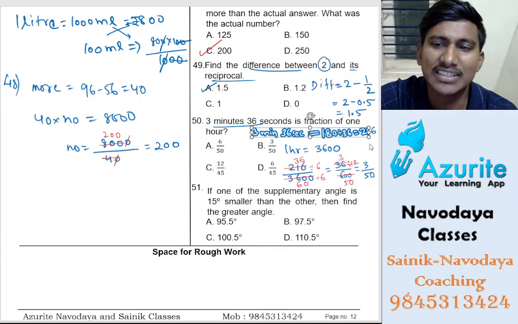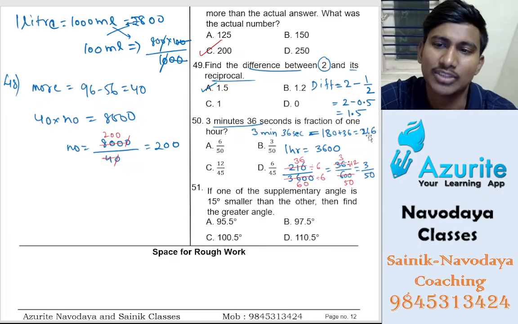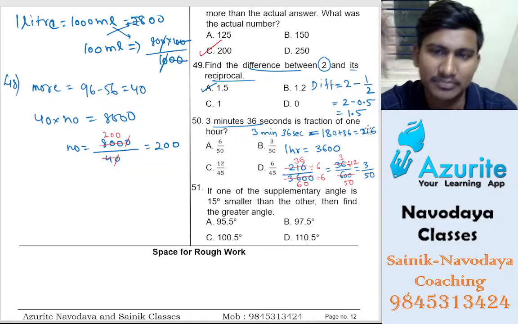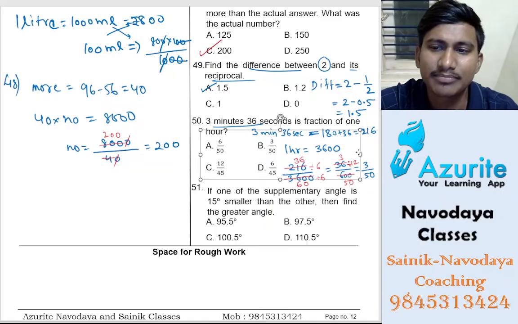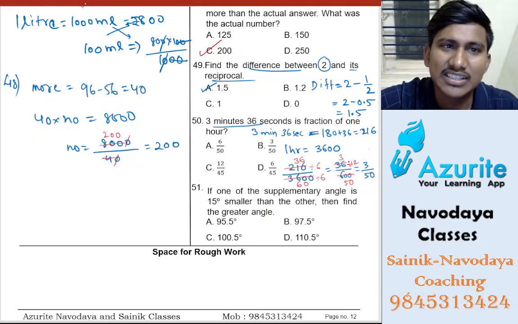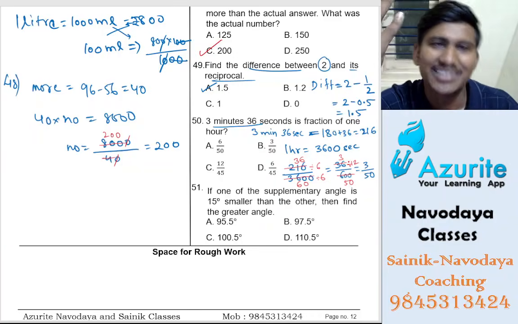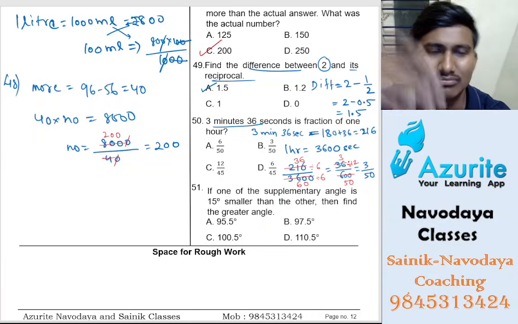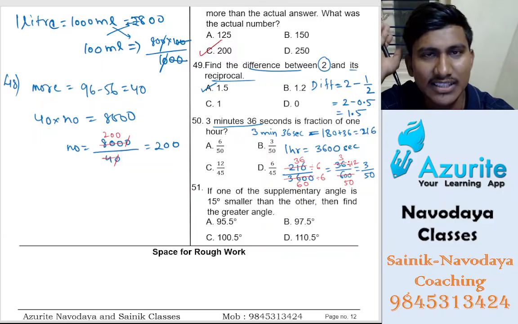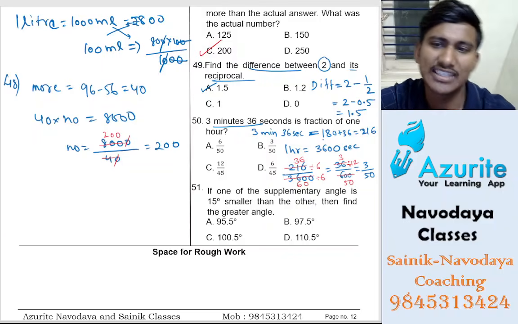So 180 plus 36 will be 216 seconds. Now 1 hour means how many seconds? Yes, 1 hour means 3600 seconds, right? You should know that. Or 1 hour means 60 into 60. 60 60s are how much? You will get the answer 3600. 1 hour means 3600 seconds.